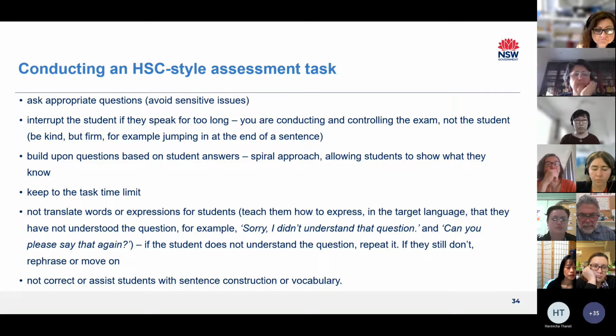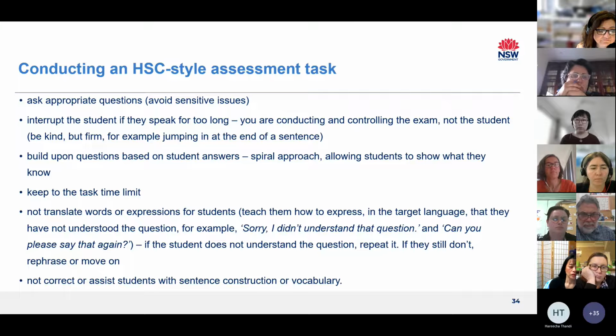Ask appropriate questions, avoid sensitive issues. Interrupt the student if they speak for too long. You are conducting and controlling the exam, not the student. Be kind, but jump in at the end of a sentence. Build upon questions based on student answers. The spiral approach, allowing students to show what they know. Keep to the time limit.